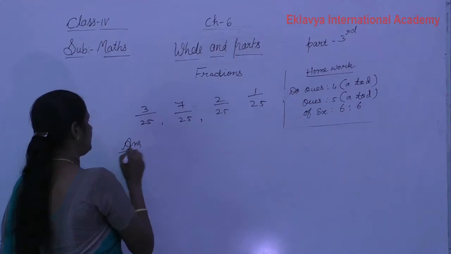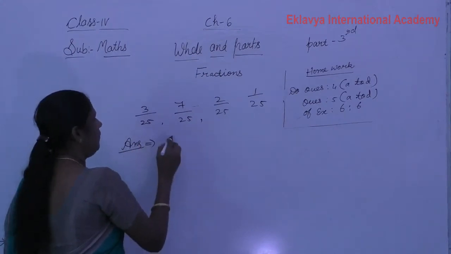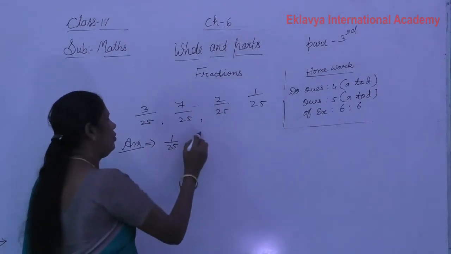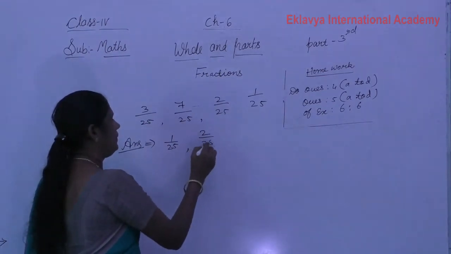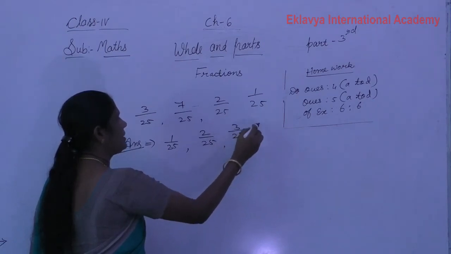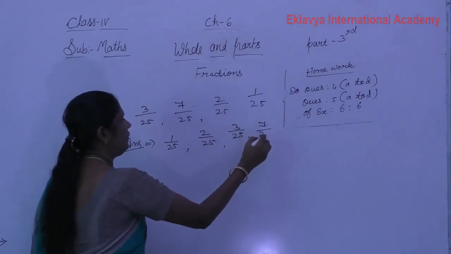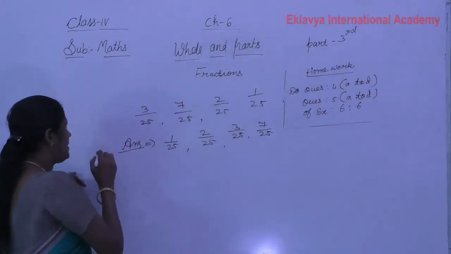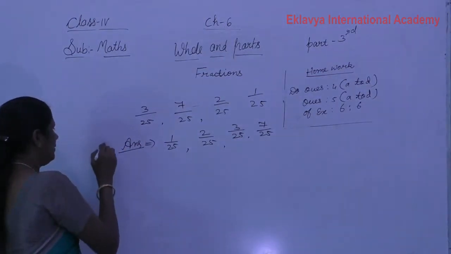Answer: 1 by 25, then 2 by 25, then 3 by 25, then 7 by 25. This is in ascending order.